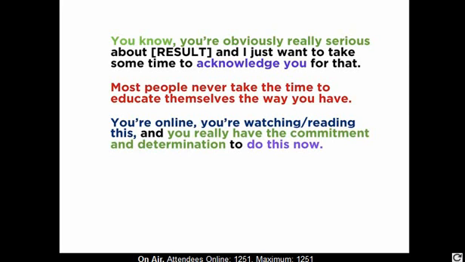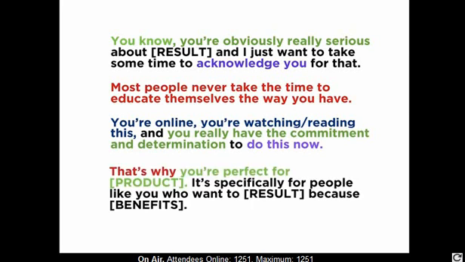Okay, and now the final part of this language pattern is, that's why you're perfect for my new Get Healthy Bootcamp. It's specifically for people like you who want to get healthy because it helps you lose weight and get in shape fast without starving yourself, right? Now, there are only two little ninja things going on. Number one is that's why. Now, this is not NLP. It is classic influence. If you read Cialdini's book, Influence, we need a reason why, right? So we tell them, that's why you're perfect for this product.